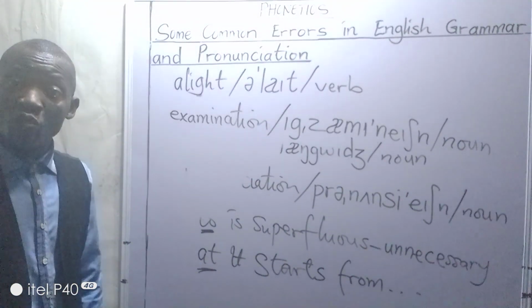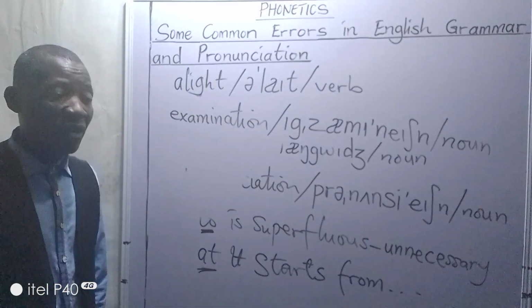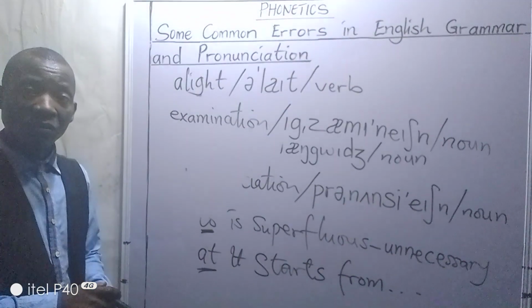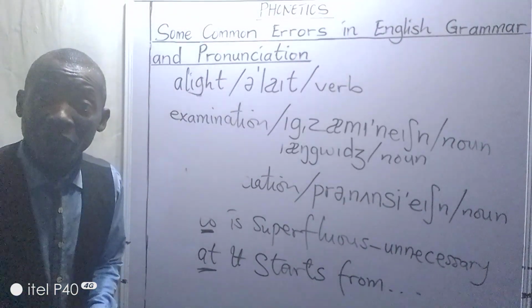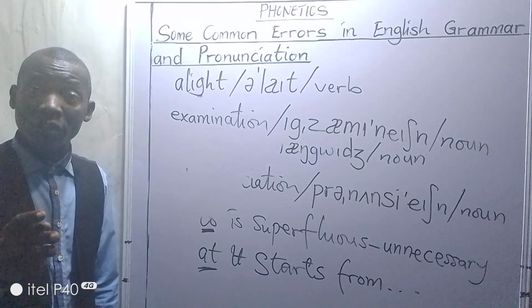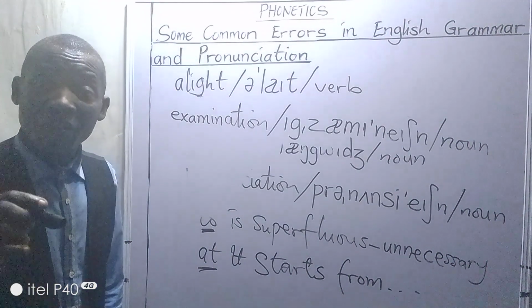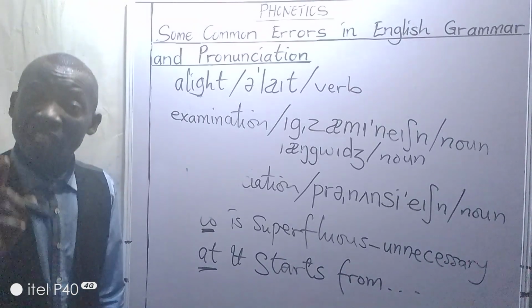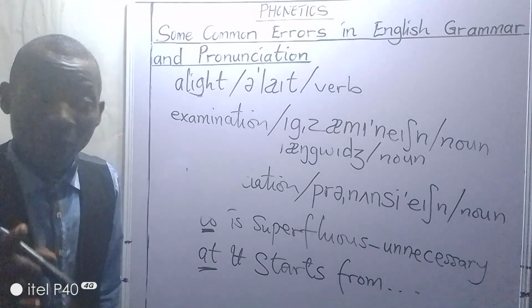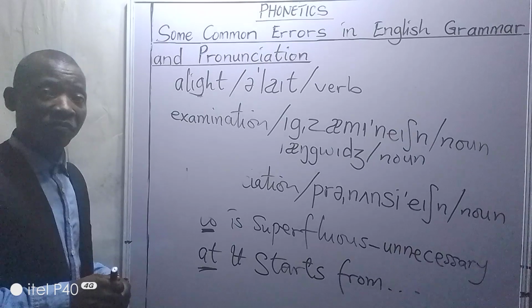"I read it offhand" is wrong English. "I recite from memory" is wrong English. "I read it by heart" is wrong English. The correct English is what? I recite from memory.